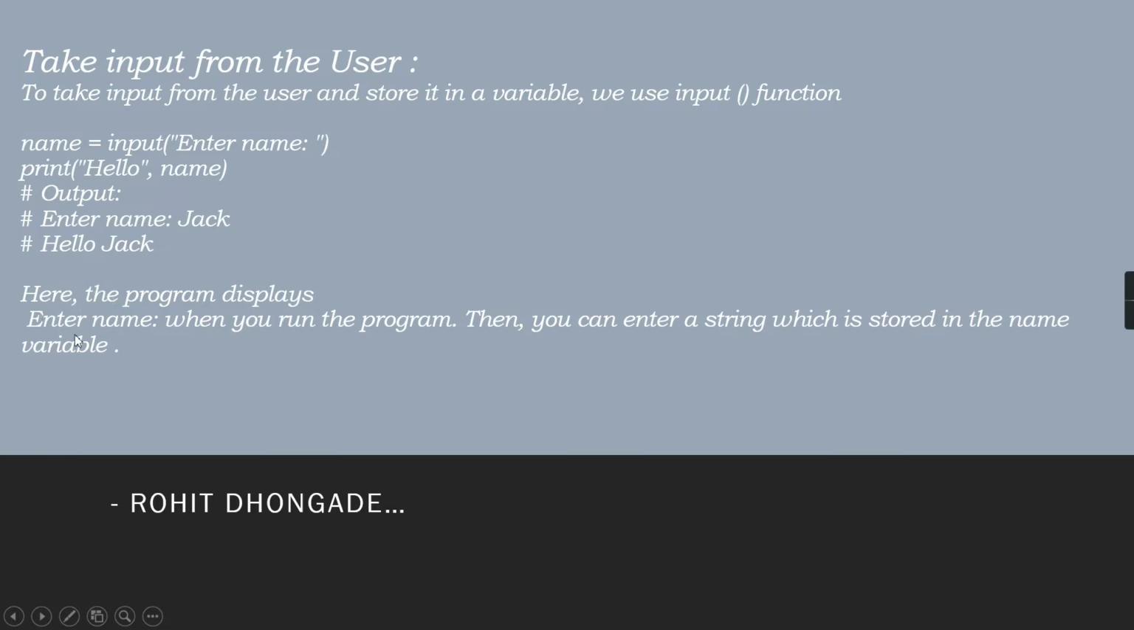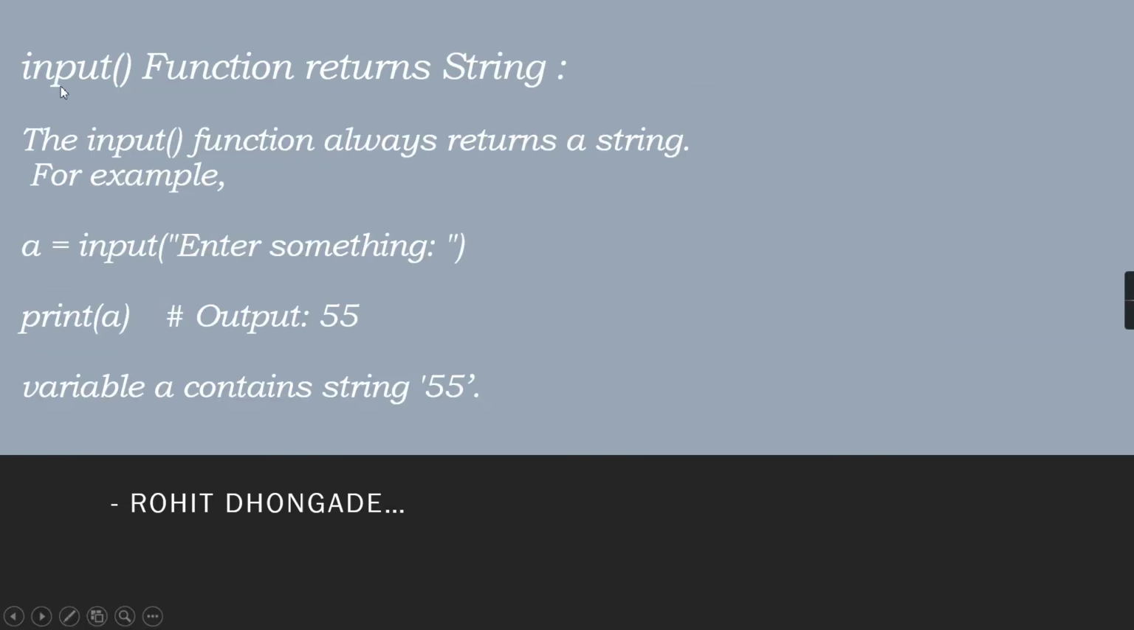Here the program displays enter name when you run the program, then you can enter a string which is stored in the name variable. The input function returns a string. The input function always returns a string. For example, a equals to input enter something, so I will enter 55 and I will just print a. So variable a contains a string.